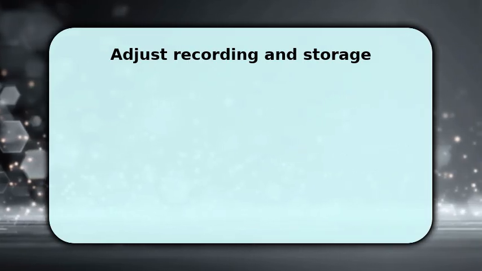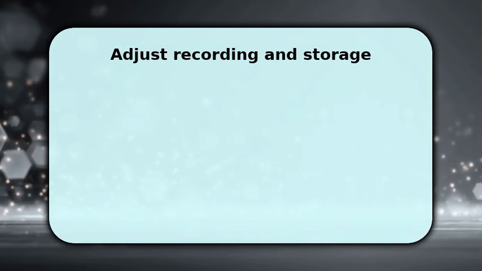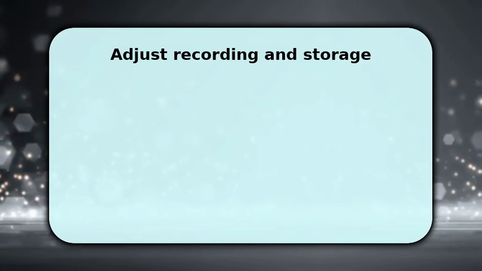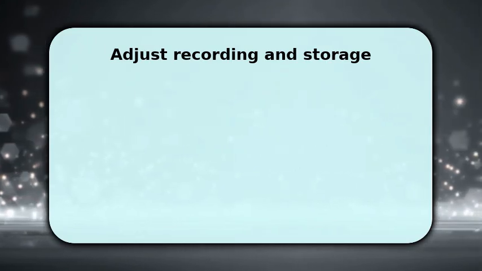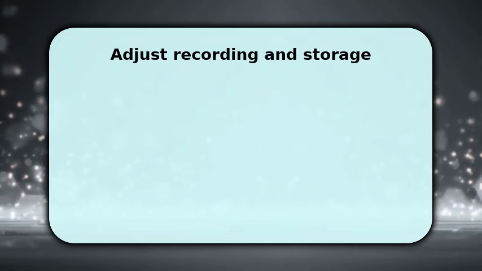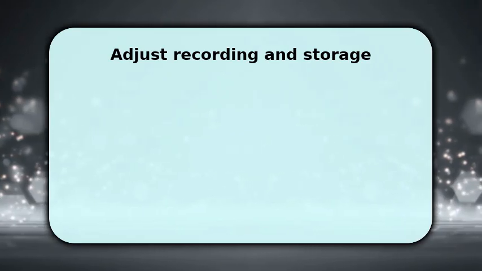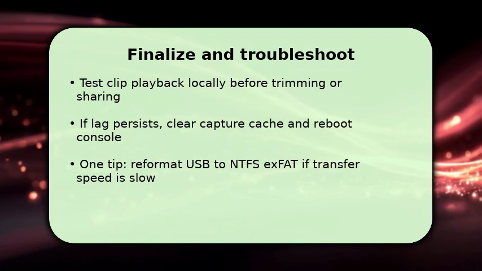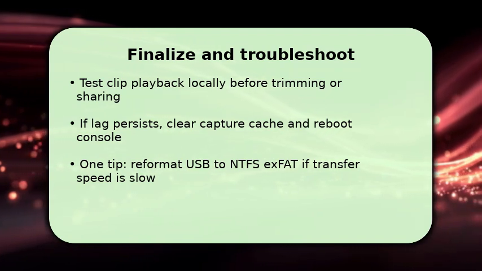Move older clips to an external HDD or cloud backup so internal storage stays above 10% free. Low free space causes write slowdowns and lag. Once moved, test a short 30-second clip to confirm smooth recording. To finish, record a short test clip and play it back on the console to confirm smoothness before you edit or upload.